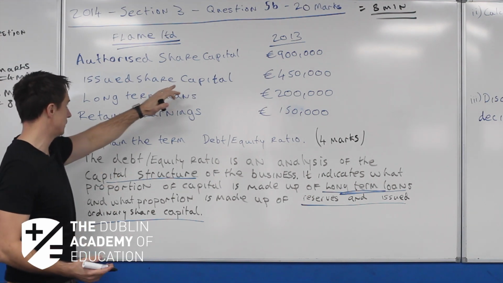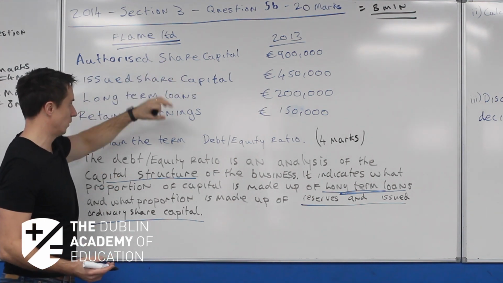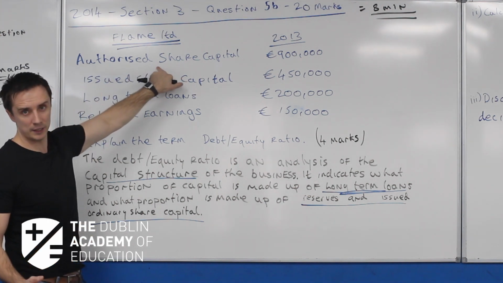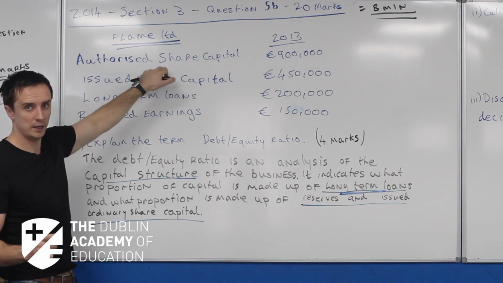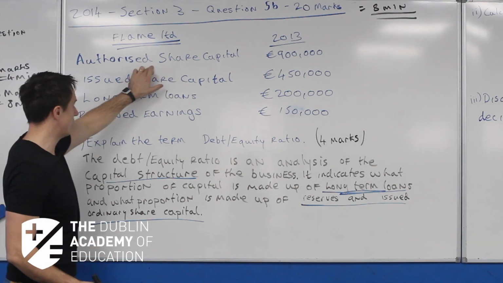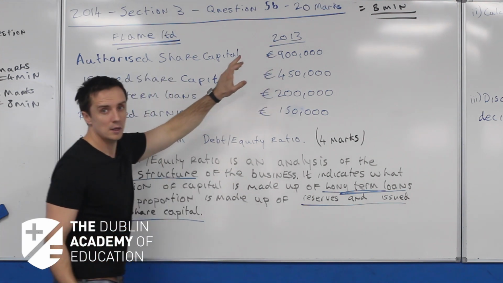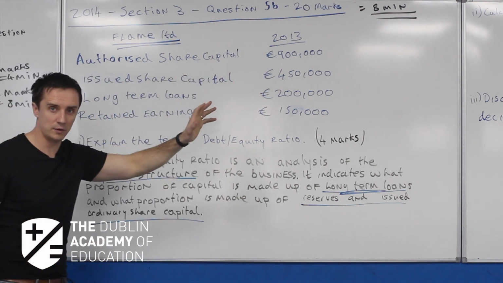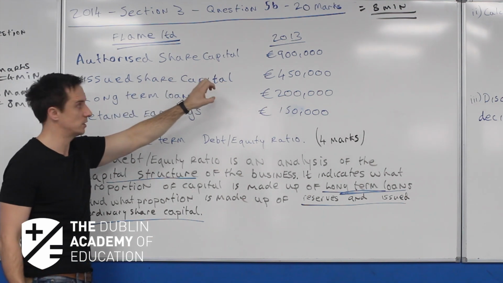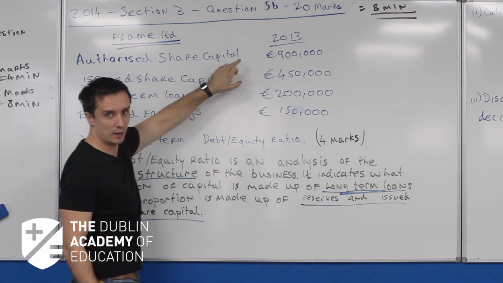So we need to look down at these and say, right, which ones fall under debt and which ones fall under equity. Authorised share capital is neither. That's the first thing you want to spot. That just tells us how many shares they're allowed to issue. So they're allowed to sell up to 900,000 euro worth of shares, but look out for that. If the student doesn't notice, they might think they have to throw that in as part of the calculations. This never comes up as part of your calculation.